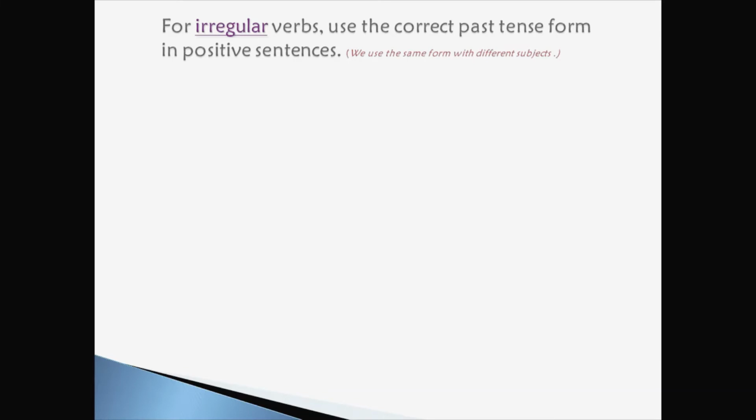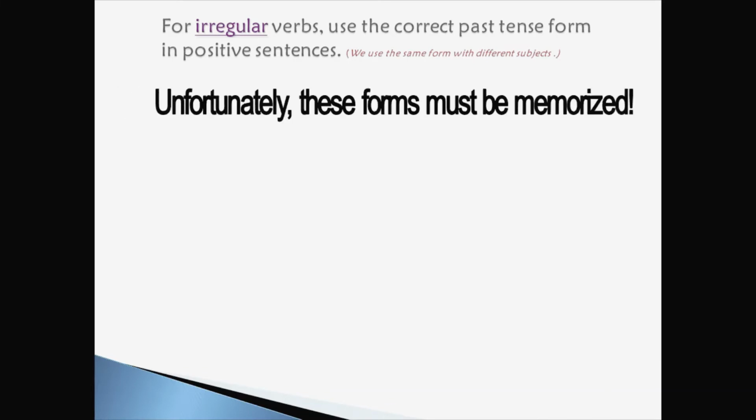Okay. Now for irregular verbs, use a correct past tense form in positive sentences. See here, we use the same form with different subjects. Unfortunately, these forms must be memorized. That means you have a rote memory in your brain. You just think, this one I know. It's not a matter of remembering it. I know this.